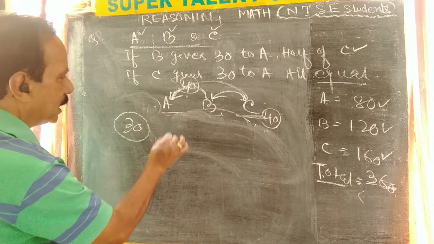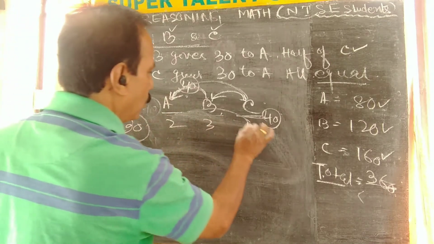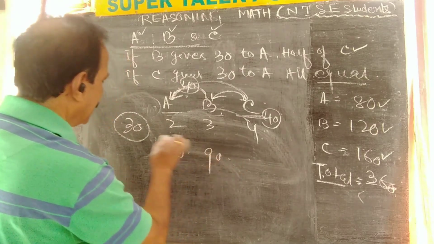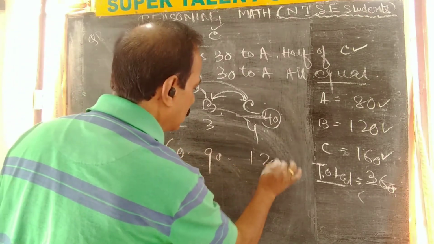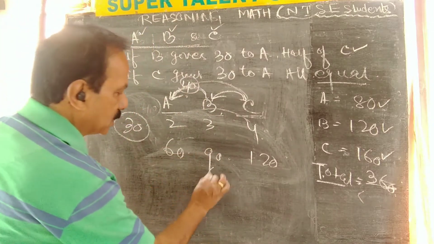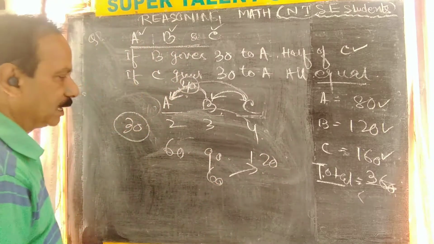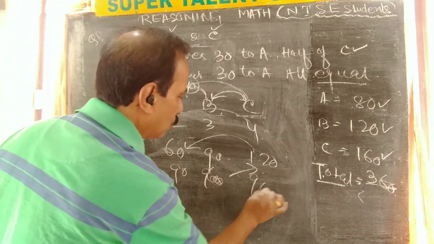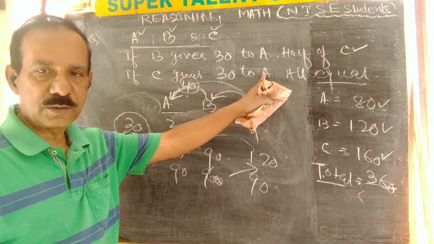This is 30 into 2, 3, 4. 30 into 2, how much? 60. 30 into 3, how much? 90. 30 into 4, how much? 120. See whether right or not. If this will give 30, 60 is double, see. If this will give 30, 90. So your answer is correct as per the questions, right?